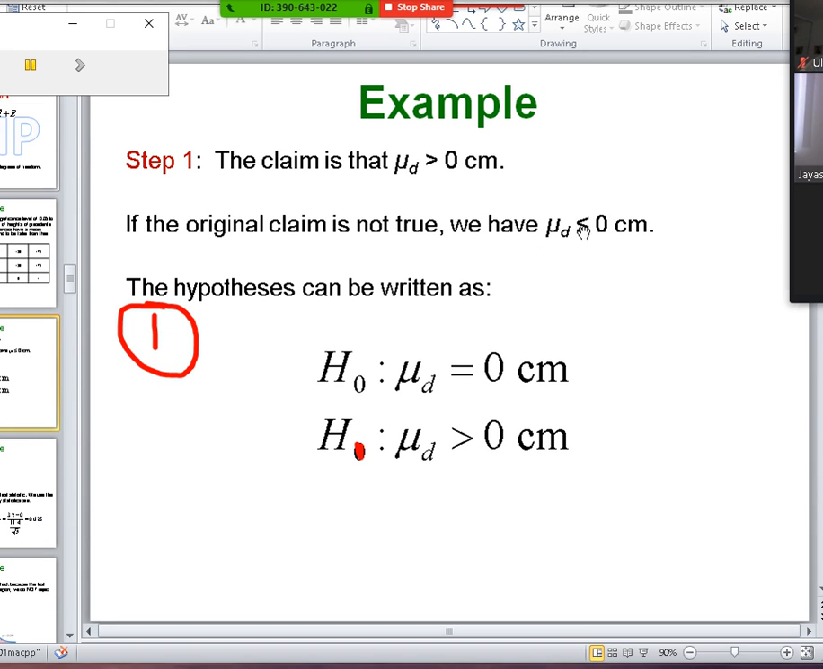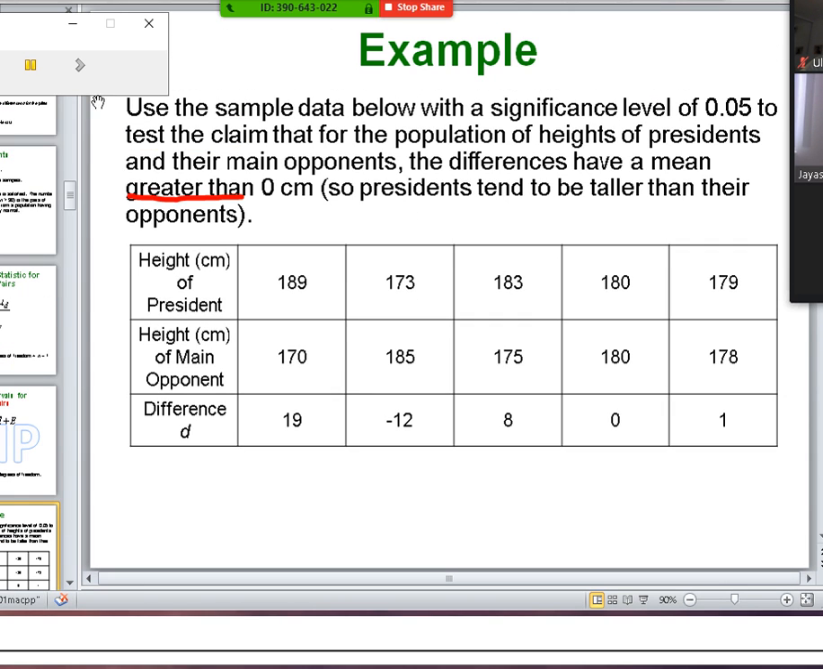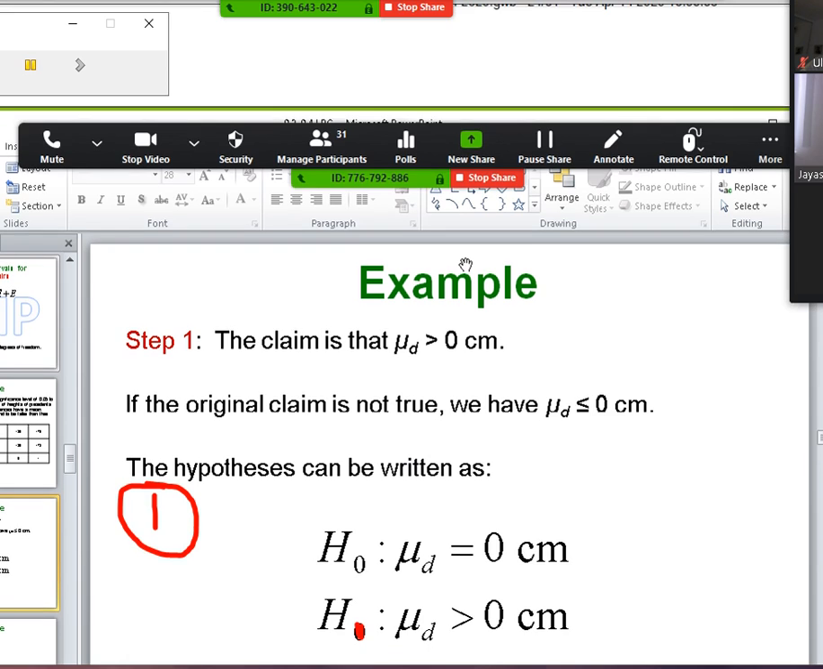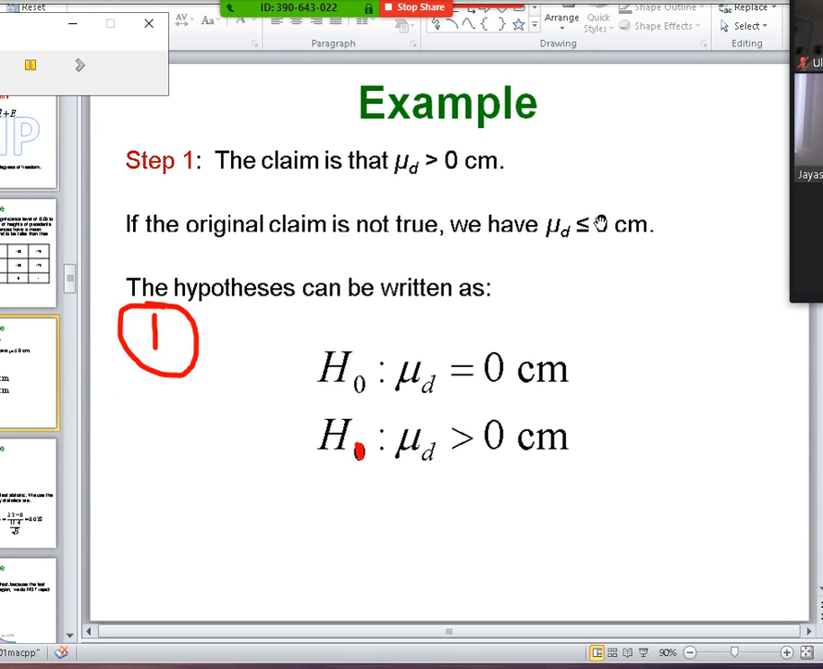So again, my claim is that it's greater than, so the differences are greater than 0. It might not even say greater than 0. If I say the presidents are greater than their opponents, then that would be greater than 0, because we'd say that mu1 is greater than mu2, so the differences would be greater than 0. So here you can write mu d equals 0, and my claim is greater than, so my claim would be mu d is greater than 0. Sorry, I think I pulled the wrong one.